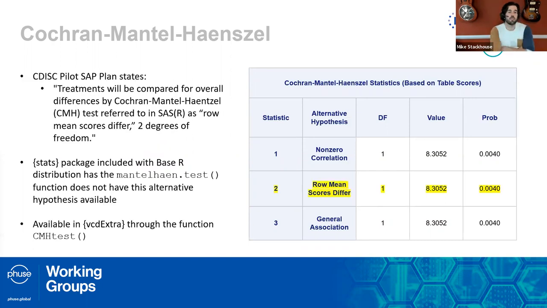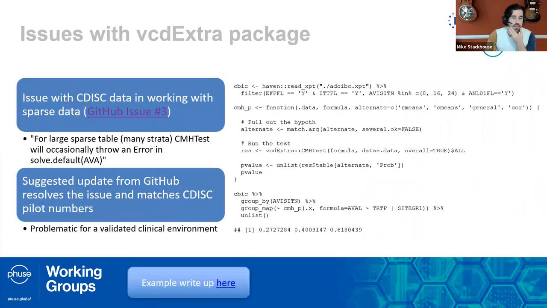One of the things that I personally found, in my experience when my team at Atorus went through and replicated the CDISC pilot using R, is that in the SAP, the plan states that treatments will be compared for the overall differences in the Cochran-Mantel-Haenszel test, using the alternate hypothesis in SAS as rho means differ. And when I'm going through and trying to replicate this with the mantelhaen.test function, that alternate hypothesis isn't available. And in the exploration, trying to find what is available to achieve that in R, I came across the vcdExtra package.